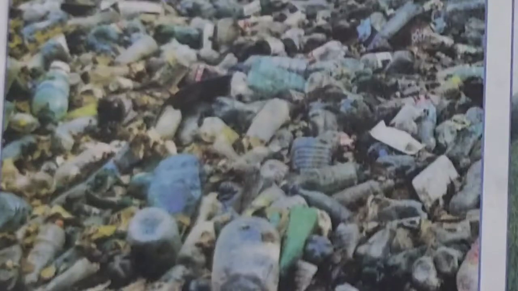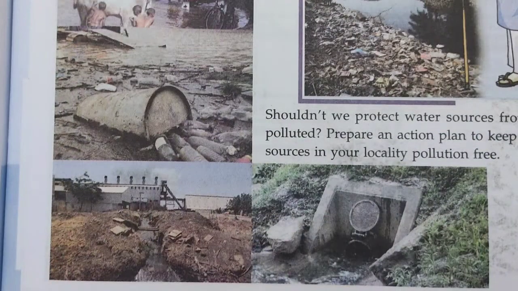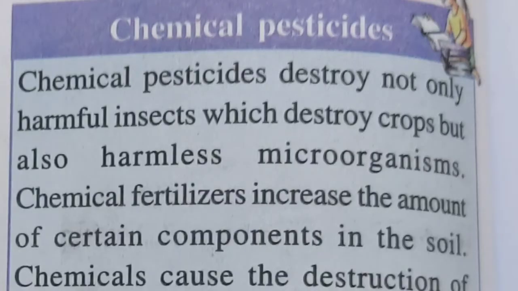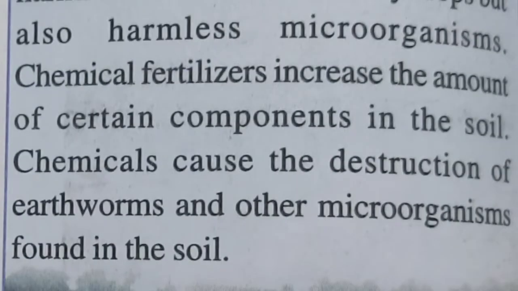We should not throw away plastic, concrete, and e-waste onto the soil after its use. Non-degradable substances bring about changes in the natural structure of the soil. Chemical pesticides destroy not only harmful insects which destroy crops but also harmless microorganisms. Chemical fertilizers increase the amount of certain components in the soil. Chemicals cause the destruction of earthworms and other microorganisms found in the soil.